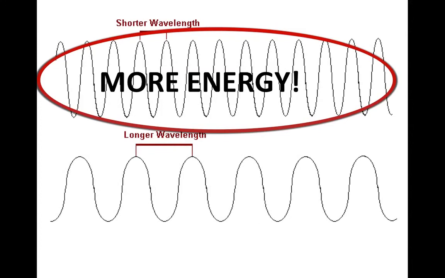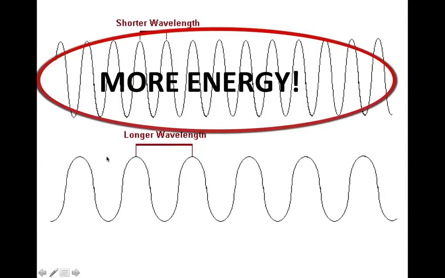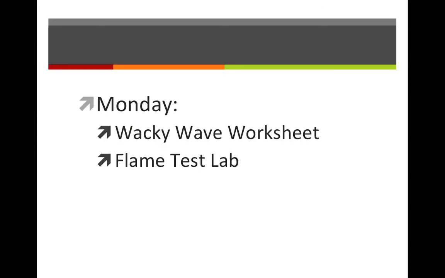So when we look at these, remember that the top one has a shorter wavelength, which means a higher frequency. Therefore, it's going to have more energy than the bottom one. Because, remember from back here, energy is related to frequency. So the one that has the higher frequency will have the higher energy too. So this one has more energy than this one. Okay? Again, there's higher frequency, lower frequency.